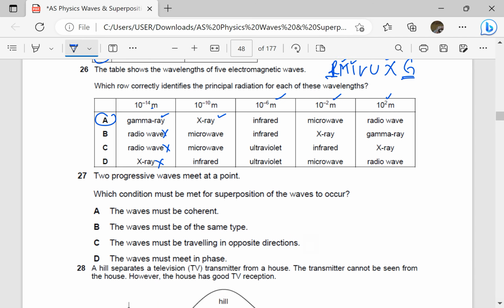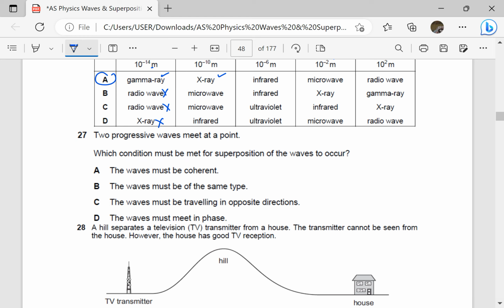Two progressive waves meet at a point. Which condition must be met for superposition of the waves to occur? For superposition to occur, of course, we know superposition, the waves must be of the same type. They didn't talk about stationary waves, so the waves must be of the same type. That is enough.